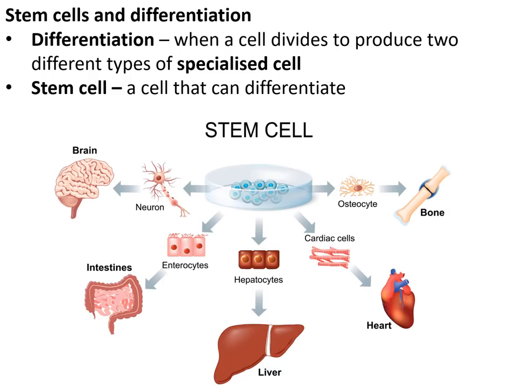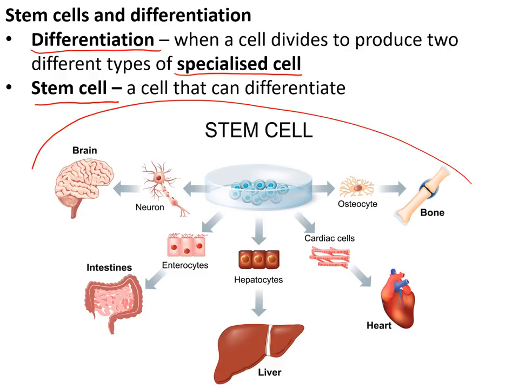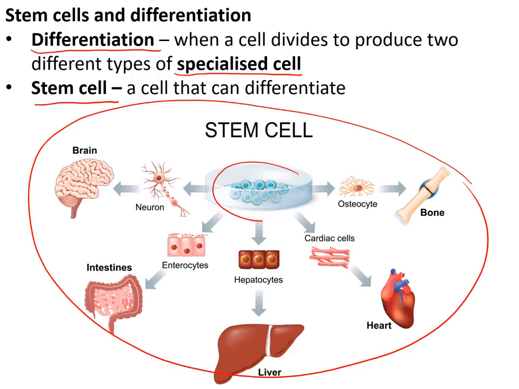Stem cells are a type of cell that when they divide, they can differentiate. Differentiation is when a cell divides to produce two different types of specialized cell. So cells that can do this are called stem cells. So when a stem cell differentiates, it means that it divides into two new cells and they're not necessarily going to be the same. So it might be a stem cell and a blood cell. It might be a blood cell and a nerve cell, or whatever it is. And you can see that whole process summarized on this diagram, where the stem cells in the middle are turning into all these different other kinds of cell that you can see.